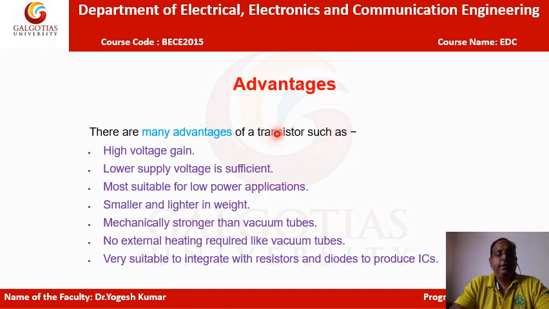Finally, we can say what the advantages of this component, the transistor or bipolar junction transistor, are. There are many advantages of the transistor, such as high voltage gain, low supply voltage being sufficient, more suitability for low power applications, smaller and lighter weight, and mechanically stronger than vacuum tubes. I want to tell you one thing: it replaced the vacuum tube, which was invented in 1951 in Bell Labs, USA.